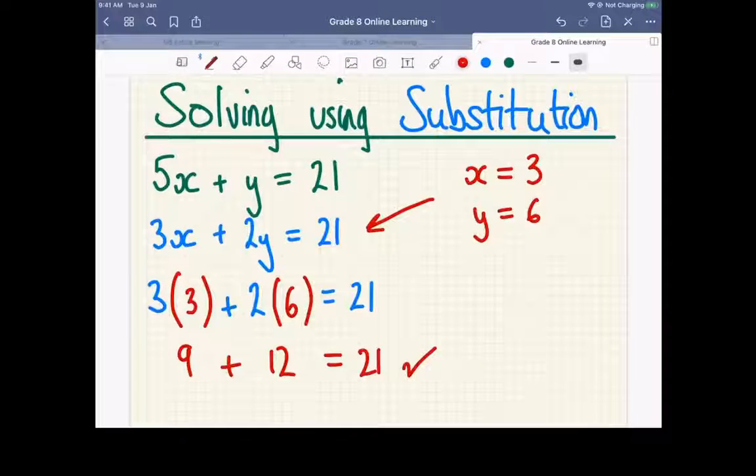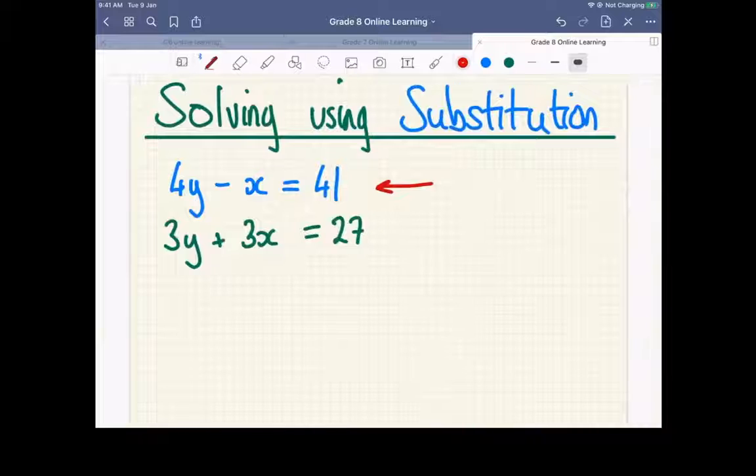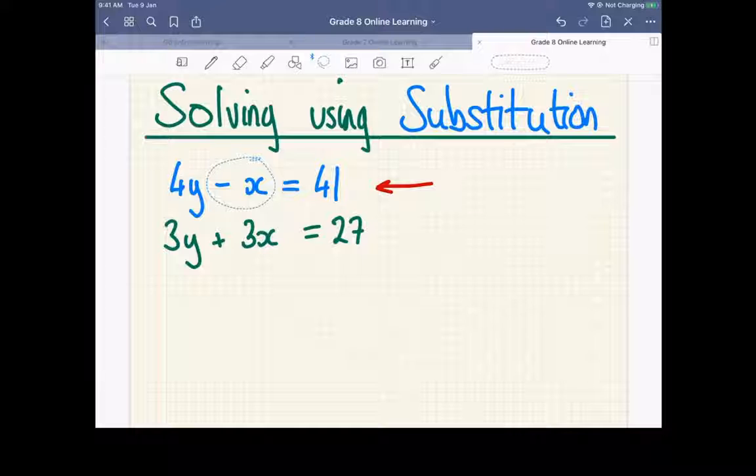So, as I said, exactly the same steps 2 and 3 as the elimination method. Okay, let's look at a slightly different example now. We might also see an example where we have a single value of x, but it's negative. Still the best one to choose. It's better than choosing the ones with the 4 and the 3.